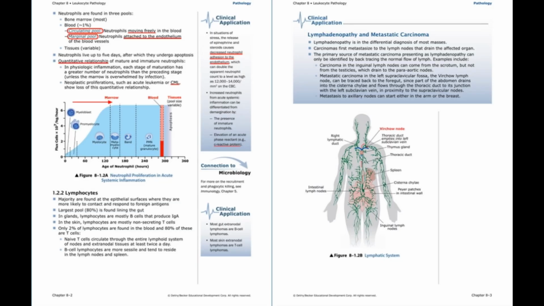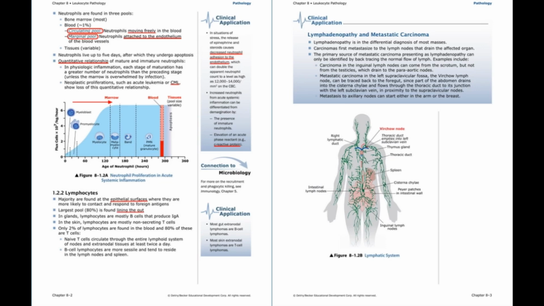If neutrophils are acute inflammatory cells, well, lymphocytes are much more from our adaptive immune system. The majority are actually found at the epithelial surfaces because they're much more likely to contact and respond to foreign antigens there. This might surprise you, but if we were to actually take all the lymphocytes out of the body and see where they were, about 80% of all your lymphocytes actually line the gastrointestinal system.